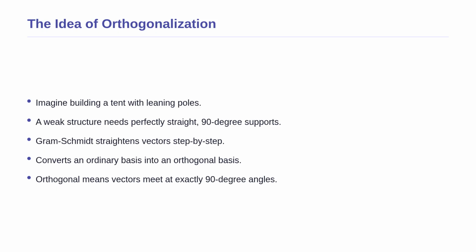In linear algebra, we often start with a standard basis of vectors that point at awkward angles. The Gram-Schmidt process is our mathematical straightening tool. It takes any ordinary skewed set of directions and forces them into a neat, perfectly squared off orthogonal basis, where every vector meets at exactly 90 degrees.